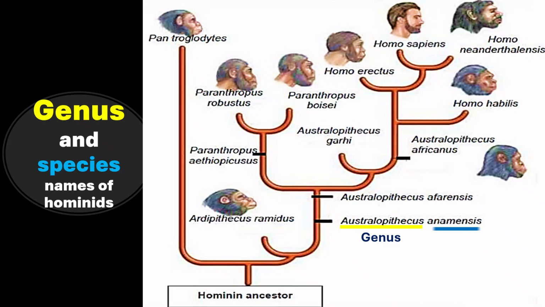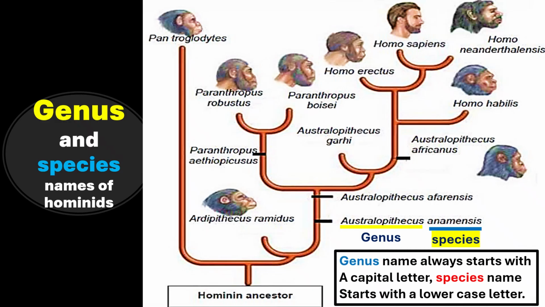And then what about the anamensis? So Australopithecus is the genus name. What about the anamensis? The anamensis represents the species name. Take note, the genus name always starts with a capital letter, and the species name always starts with a lower case letter. So if you check all the names here, we have different names.